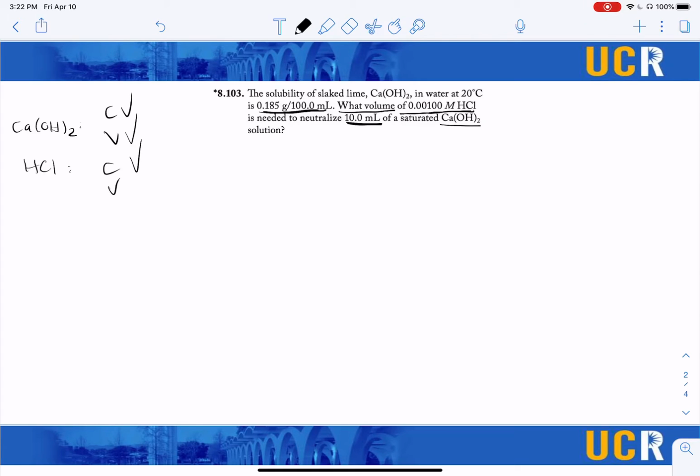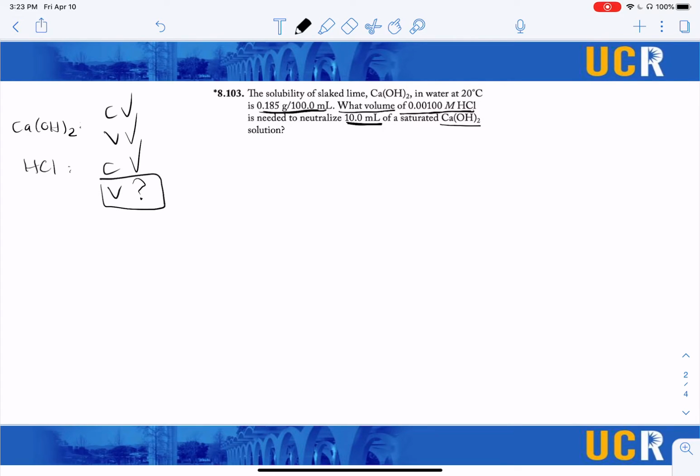And then the volume of HCl, we also have that. So we have the volume, oh sorry, that's what we're missing actually. So this is what we're missing. This is what we're trying to find, the volume of HCl. And so let's first just write out the reaction itself.